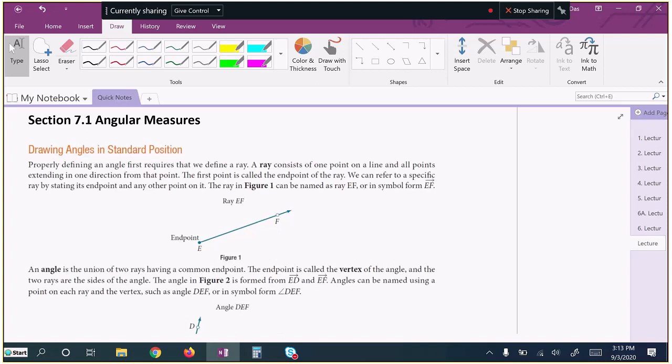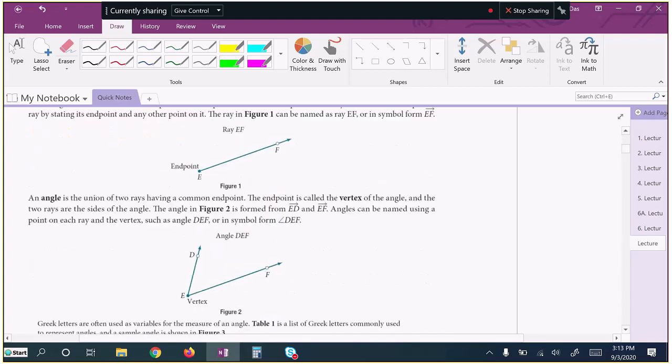The endpoint is called the vertex of the angle, and the two rays are the sides of the angle. So if you look in figure 2, I have the angle DEF. So the sides ED and EF are the sides of the angle. The point E is the vertex of the angle, and we denote this angle by writing angle DEF, or writing this sign, which is called langle, and then writing the three letters associated with this measurement.